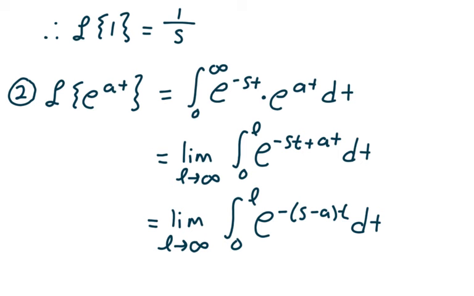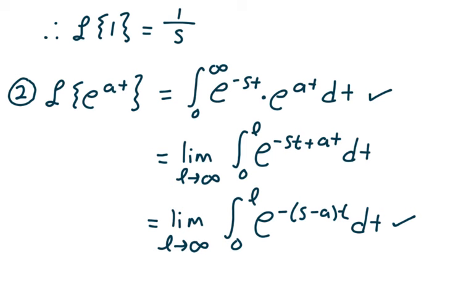That's good. Now, if we look at number 2, the Laplace transform of e to the at, using the definition, this is the integral from 0 to infinity of e to the negative st times e to the at dt, right here. Now, just doing a little bit of algebra, I can write this as the limit as L goes to infinity of the integral from 0 to L of e to the negative of s minus a times t dt, right here.